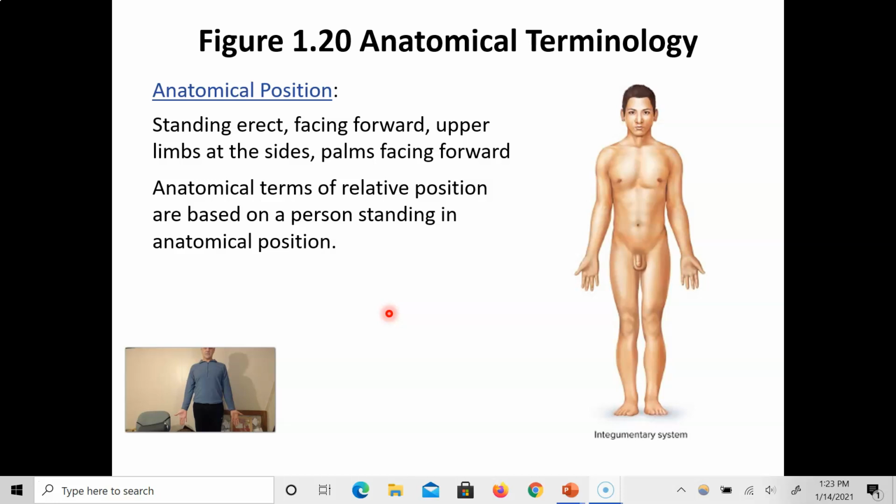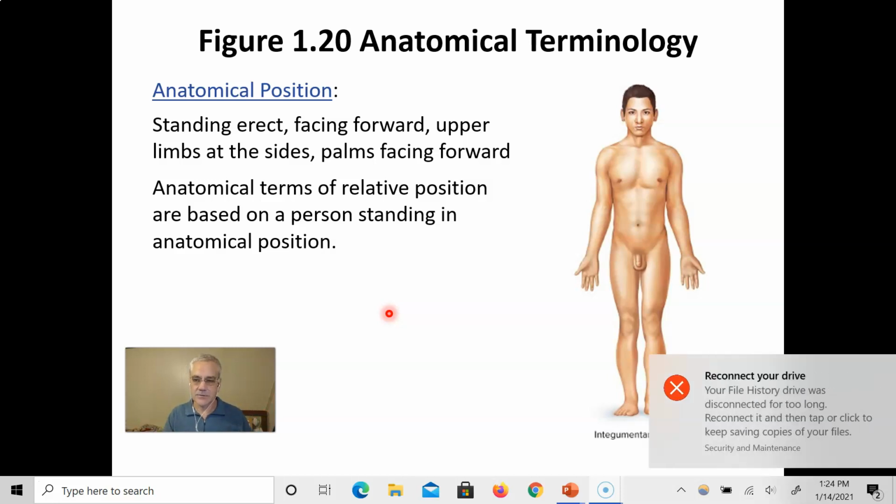There it is. Anatomical position. Palms. Okay. The anatomical position is not complicated. It's not hard to understand. But this position determines how we talk about all of the rest of the body and where things are in relation to other things in your body. So, for example, your head.